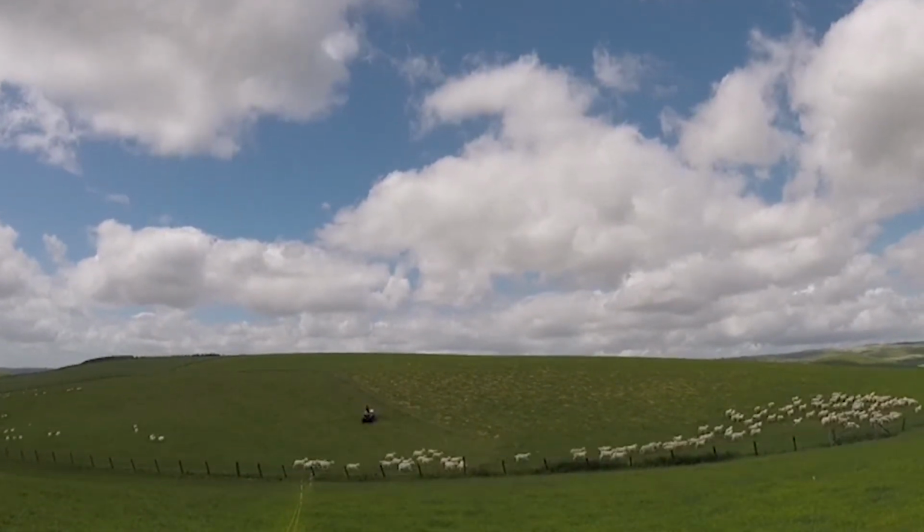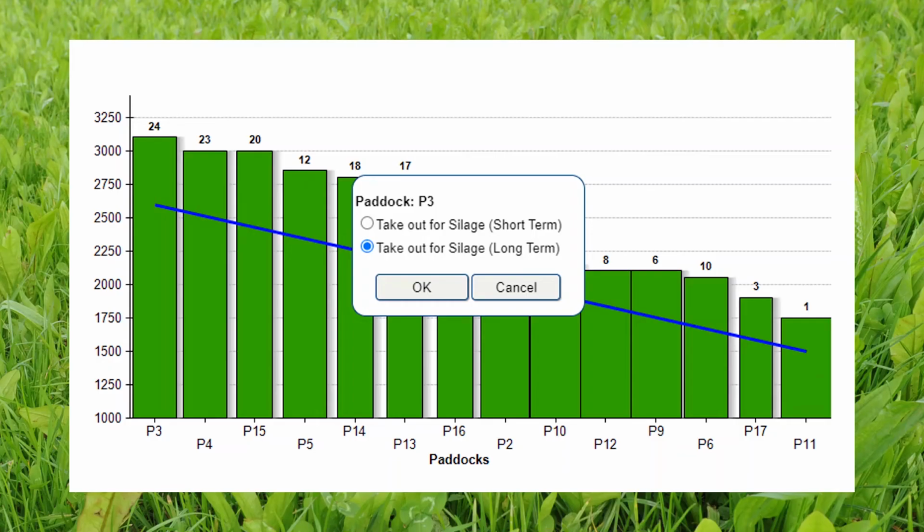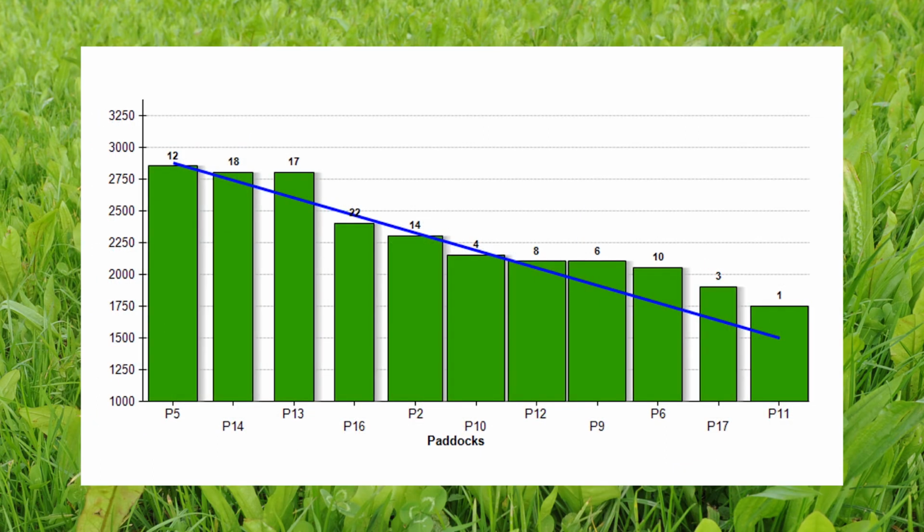We have 2 options when taking paddocks out for silage: short-term silage or long-term silage. Short-term is if we decide to cut it today and the paddock is then back in the rotation with a residual of 1500. Long-term is if we shut the paddock now to be cut in a few weeks. In this situation, the paddock will be taken out of the rotation and will not be displayed in the wedge. In this example, I have taken 3 of the paddocks with the highest covers out for long-term silage. Supply and demand is now well balanced.